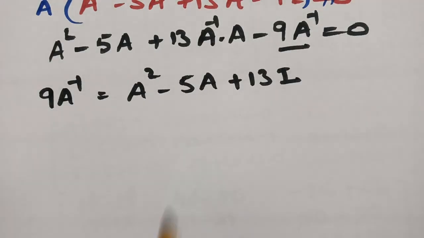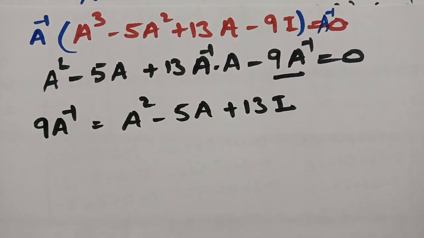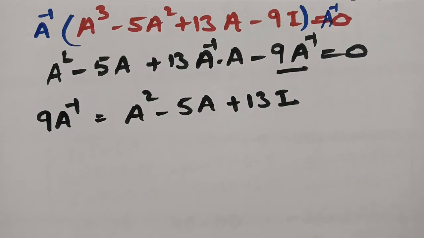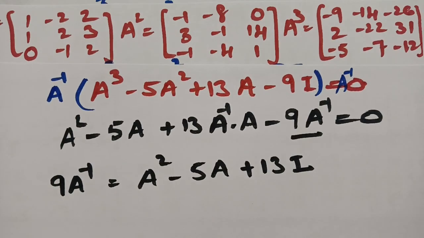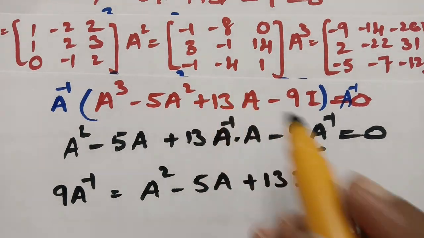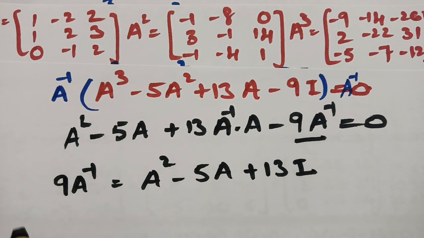So if I substitute, as I got all the values ready here, so A square is ready, A is ready. So let me show you the values here. A square value is ready, A value is ready. So I am going to substitute. So this is 9A inverse value.